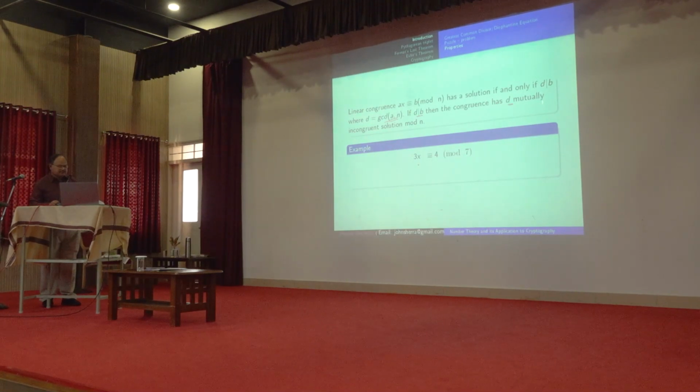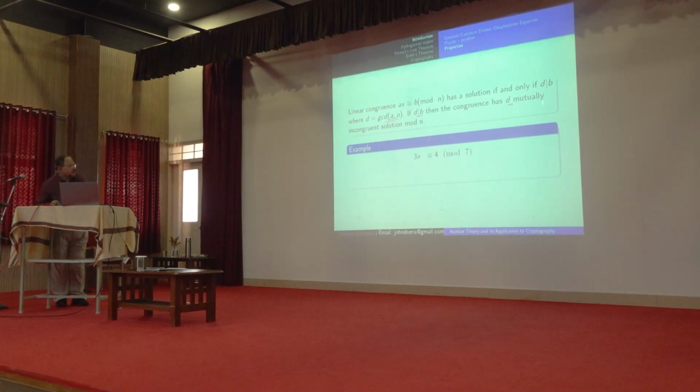When you put x equal to 1, 2, 3 like that, you can go on. But somebody can easily get it using a theorem where 3 multiplied by something must be 1. Now, 3 into nothing can be 1 in integers, but I'm talking about mod 7. 3 into what is congruent to 1 mod 7? 3 into 5, 15 is congruent to 1 mod 7. So multiply it by 5.